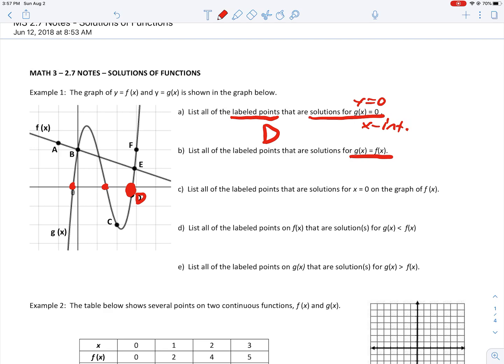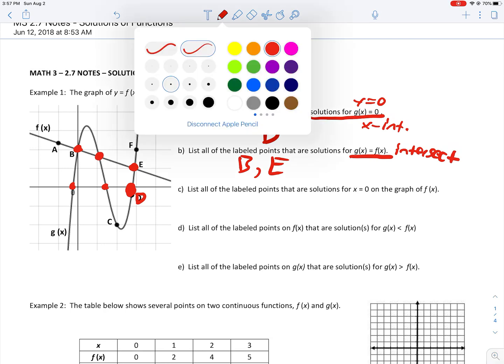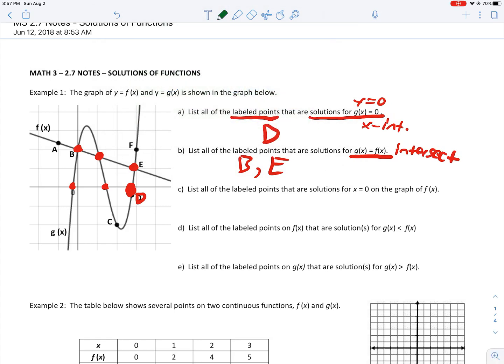B, g of x equals f of x. So what does that mean? Well, where they are equal means where do they intersect? So where do the two graphs intersect? B and E. Now they do intersect at a third point, but it's not labeled.